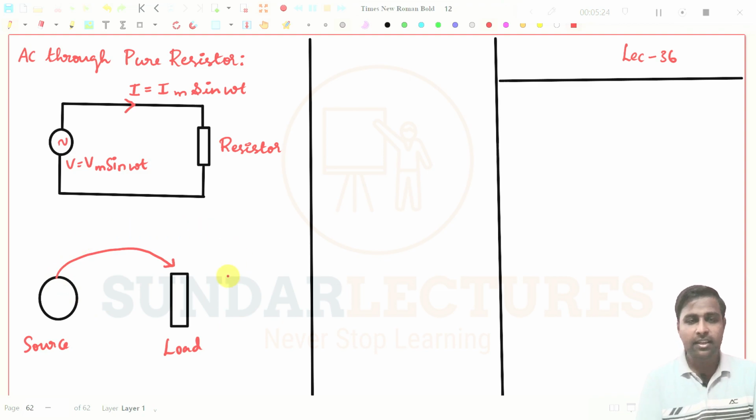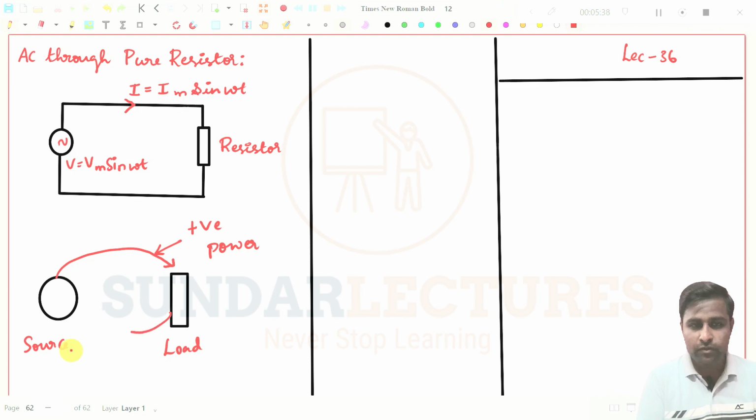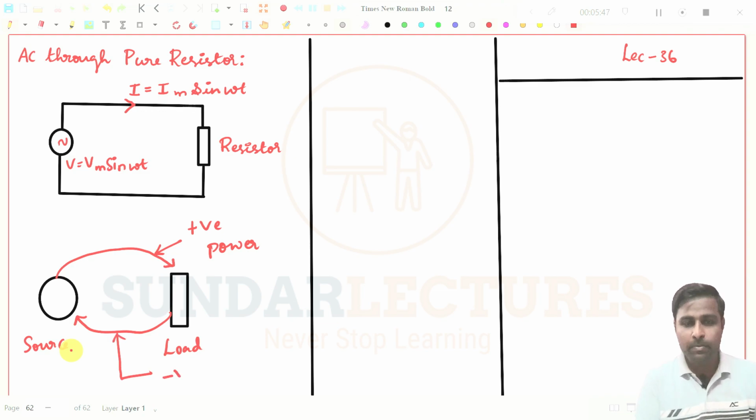If this is the case, then these powers are considered to be positive powers. Now, in the other case, if power flows from load to source, then those powers are considered to be negative power. Trying to understand this concept is very important to understand what is real power and what is reactive power.